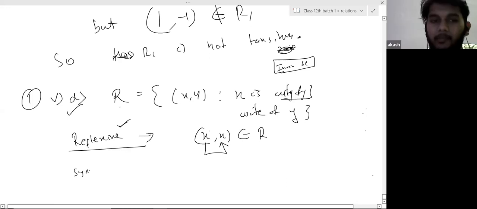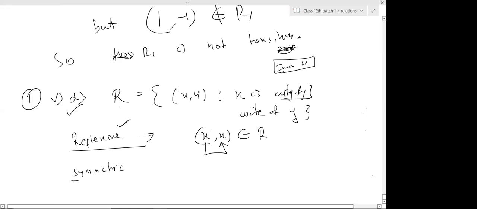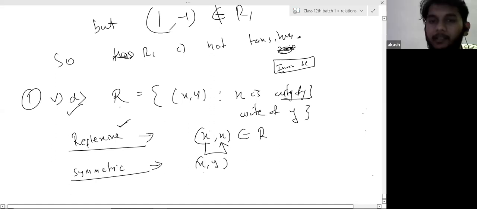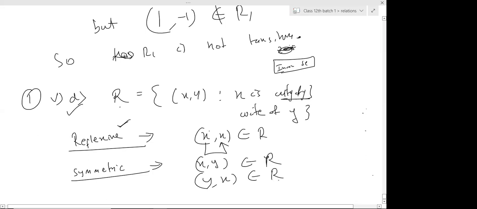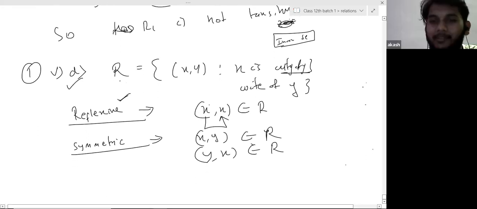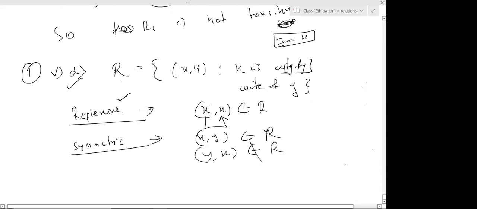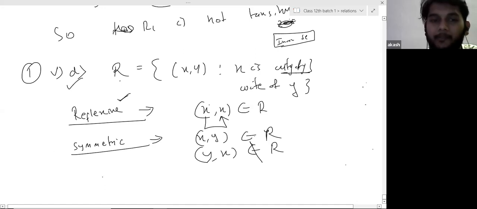Now let's talk about symmetric. Kulsum, what will be the answer here? If x is the wife of y, then can y be wife of x? No. If x is the wife of y, then y cannot be the wife of x. So this is also not symmetric, right? If (x, y) belongs to R, then (y, x) cannot belong to R.